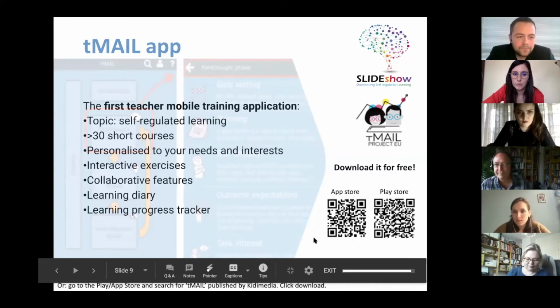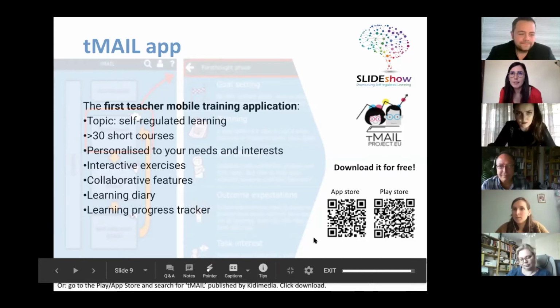So I think a very important question is, why do we apply SRL? So what's the main benefit? Maybe Valerie, you could tell us what's the benefit most and for all for our students, but also what's the benefit for us as teachers?